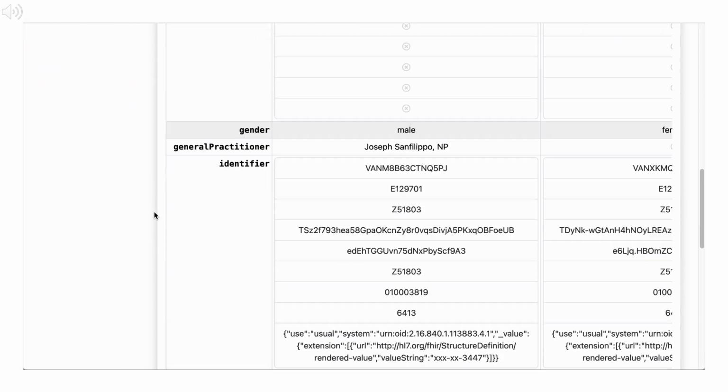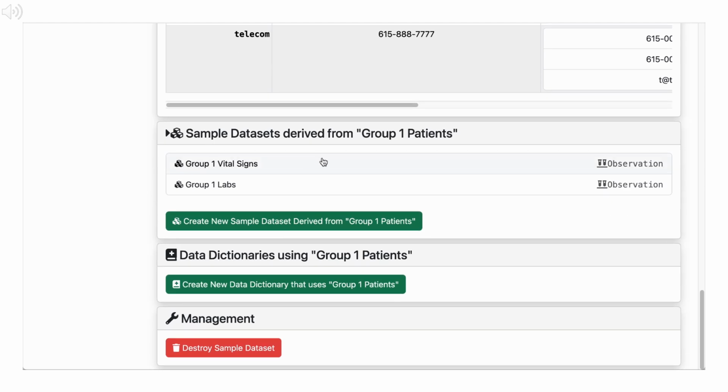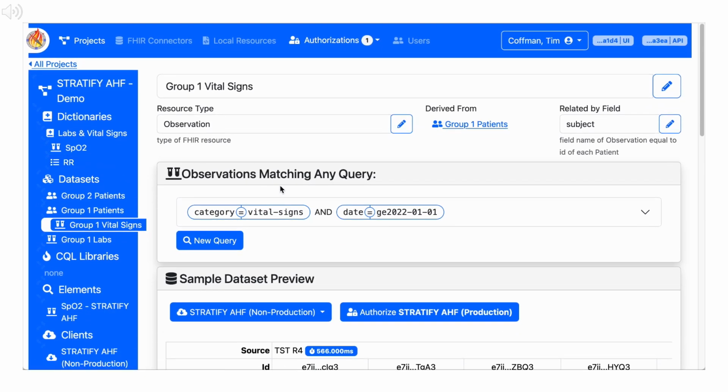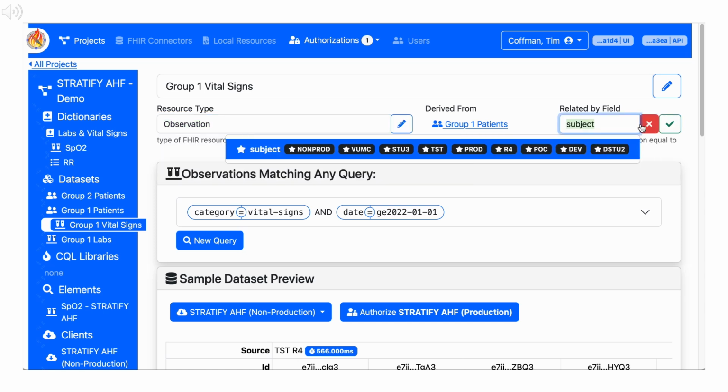Any type of FHIR resource may be important to a project, and many of them are closely related to a single central resource. Commonly, lab results and vital signs contained in observation resources are used, and these are related to patients by their subject field.